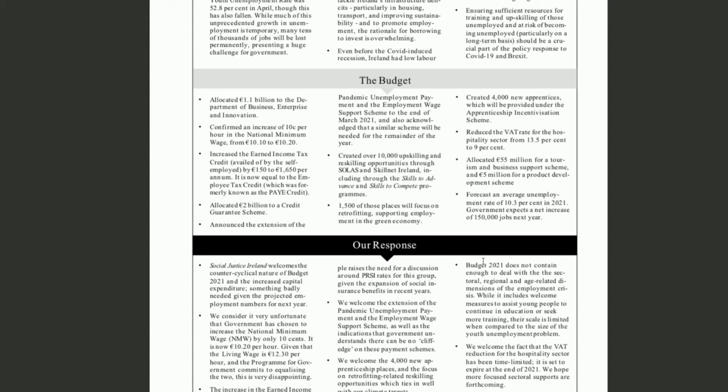We also welcome the 4,000 new apprenticeships and the focus on retrofitting and reskilling. However, Budget 2021 doesn't contain enough to deal with the sectoral, regional and age-related dimensions of the employment crisis.